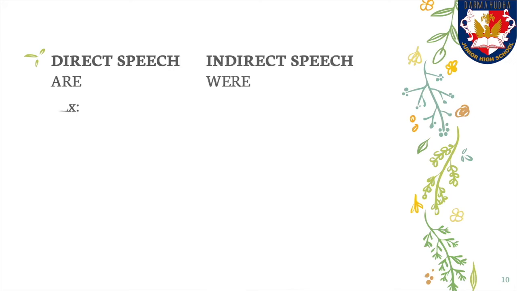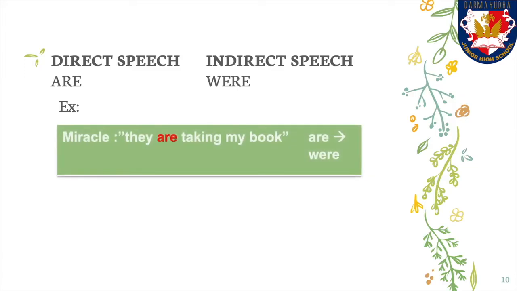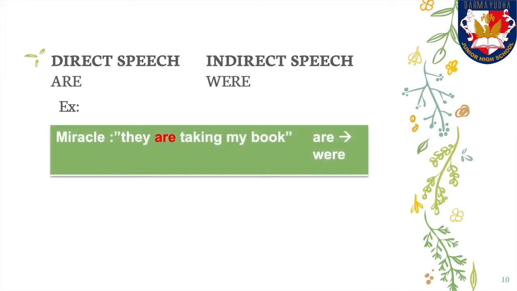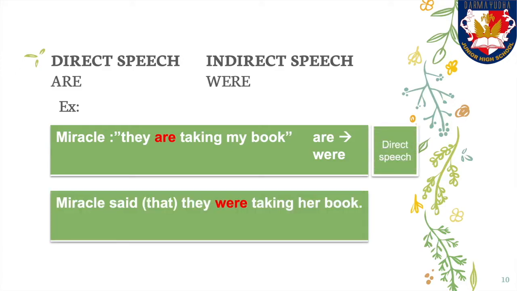Now, are becomes were. Miracle said they are taking my book. Are becomes were. The indirect one: Miracle said they were taking her book. The subject they here does not need to change, and only my becomes her and are becomes were.